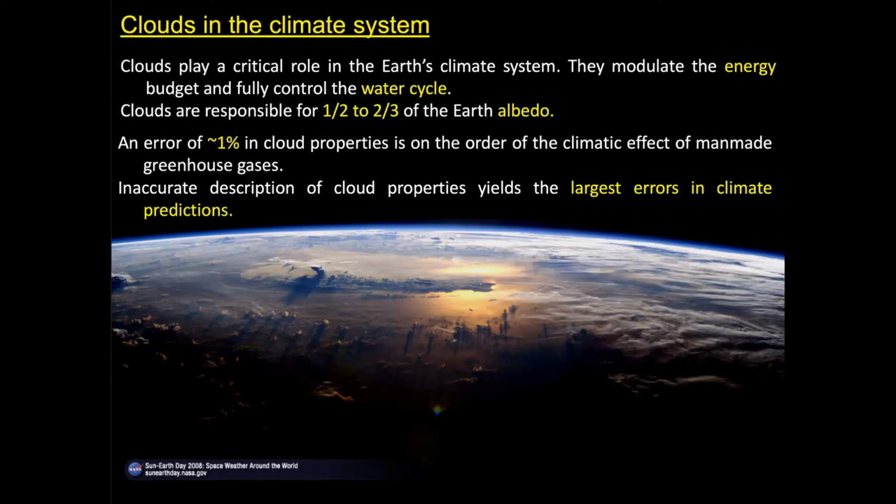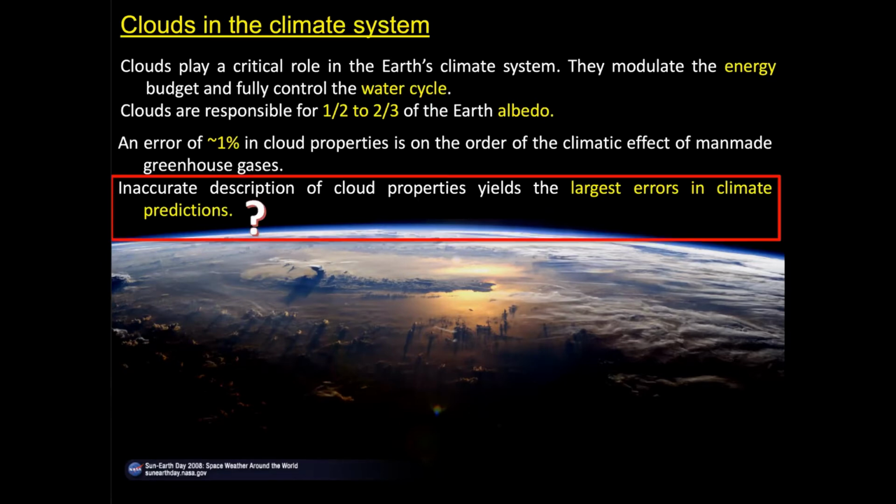A small error in our cloud measurements or cloud understanding could translate to a large portion of the anthropogenic effect in units of energy flux, energy per time per unit area. So we need to understand clouds theoretically with very high precision. And at the end, we always write that inaccurate description of cloud properties yields the largest errors in climate prediction. In other words, clouds are responsible for a great part, if not most, of our uncertainty in climate prediction. And I want to ask why.